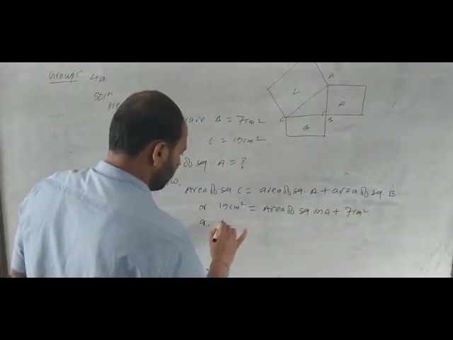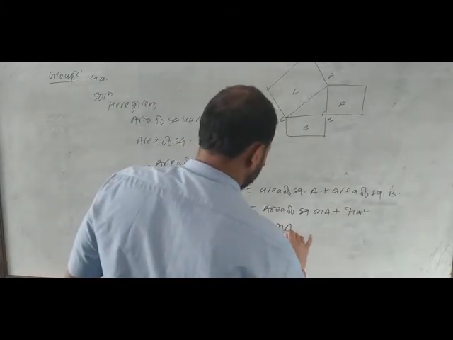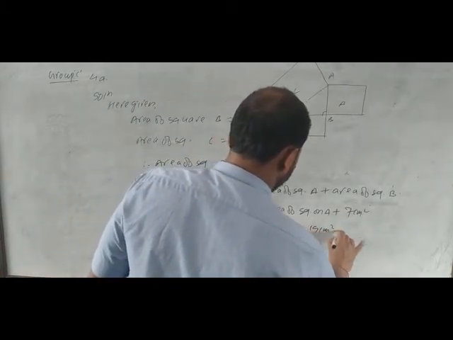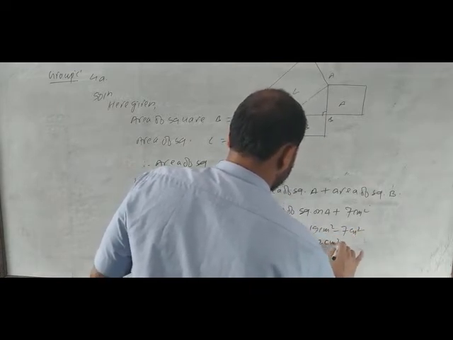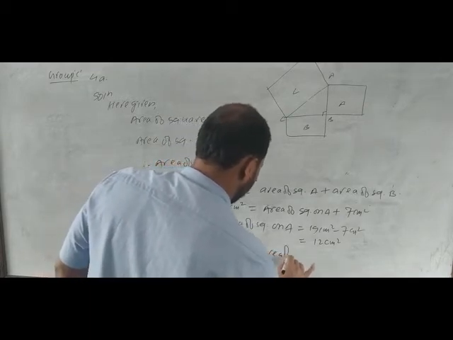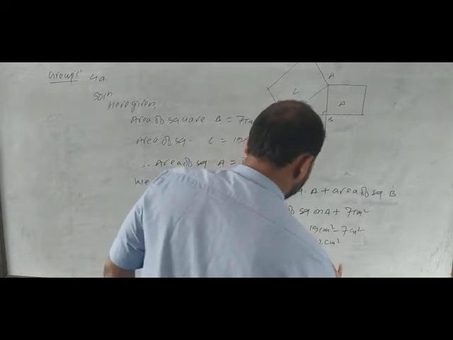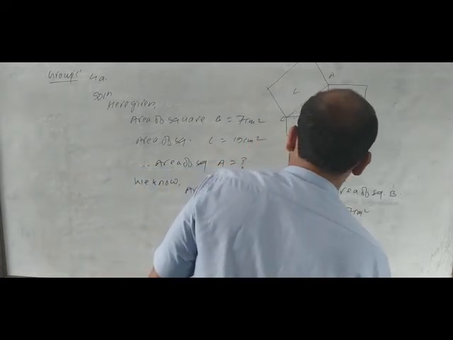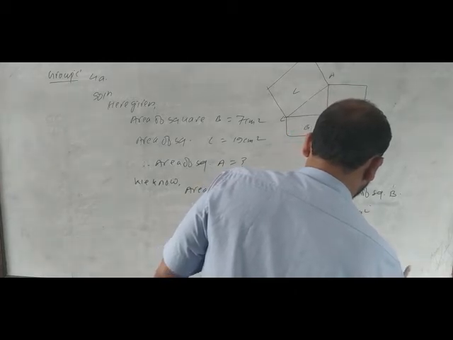Okay, therefore area of a square on A is equal to 19 cm square minus 7 cm square is equal to 12 cm square. Hence, directly you write area of a square A is 12 cm square, which is the required answer. In this way we can solve these types of question.